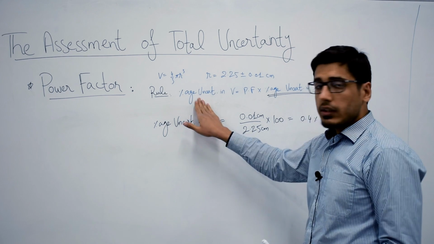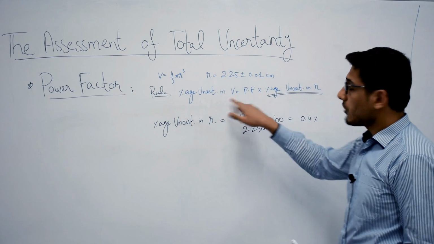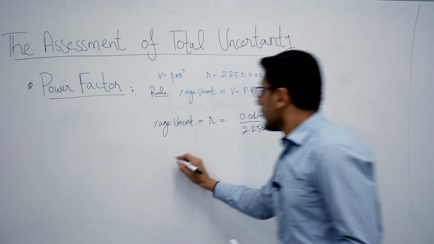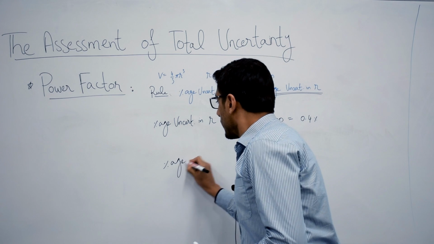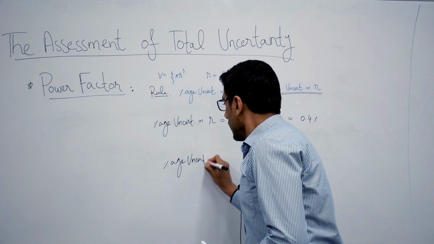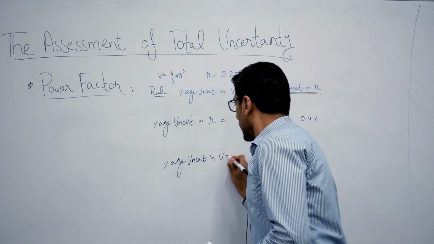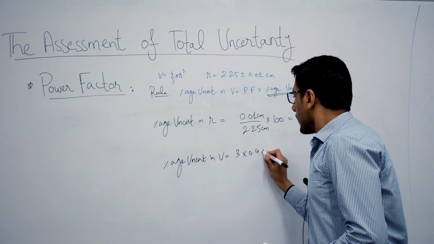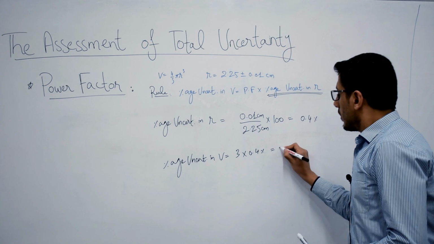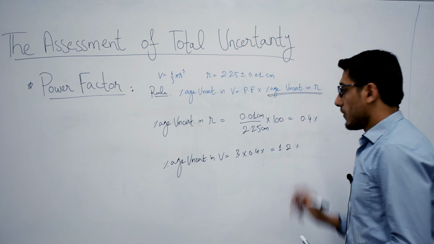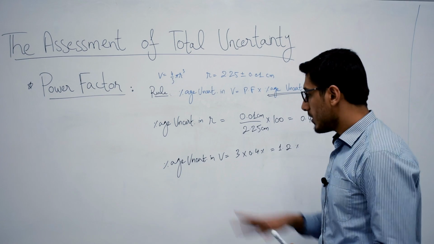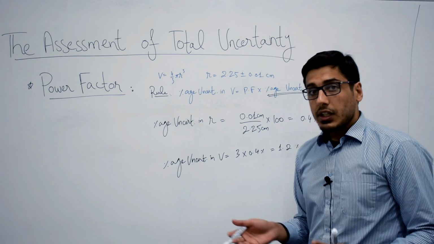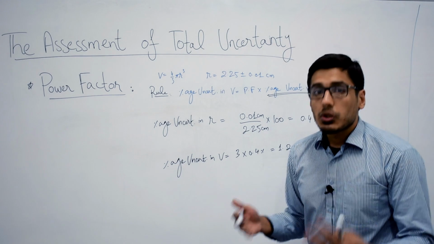Now using the rule that percentage uncertainty in the volume is equal to the power factor multiplied by the percentage uncertainty in R, we get the percentage uncertainty in volume as 3 into 0.4%, which comes out to be 1.2%. So now at this stage I have the percentage uncertainty in volume. So we need to convert it back to the actual uncertainty in volume.